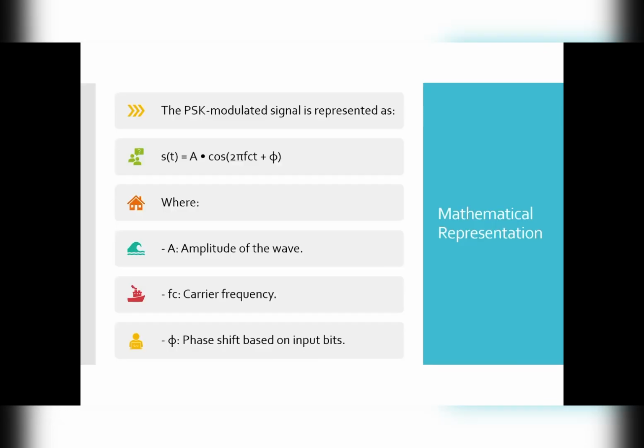The PSK modulated signal is mathematically represented as shown, where R is the amplitude of the wave, FC is the carrier frequency, delta is the phase shift based on the input bits. So using this formula, we can visualize the waveforms and constellation points for both BPSK and QPSK, helping us understand how data is encoded efficiently.